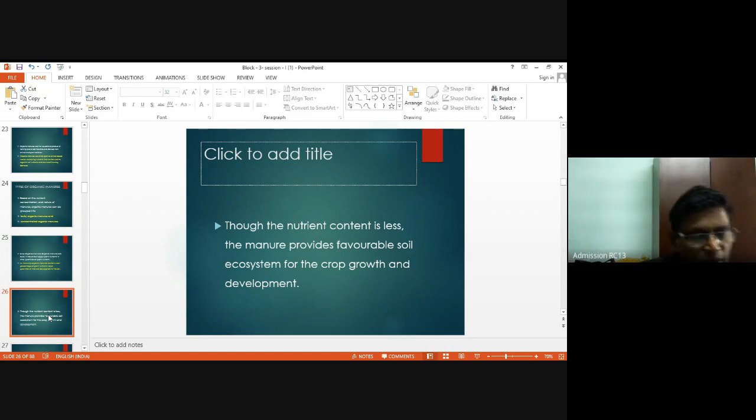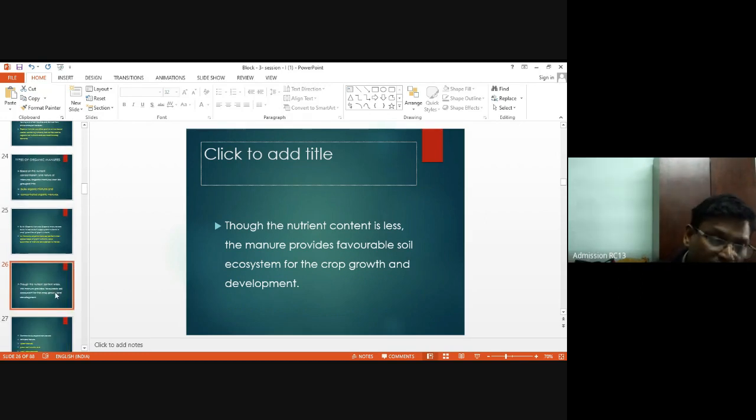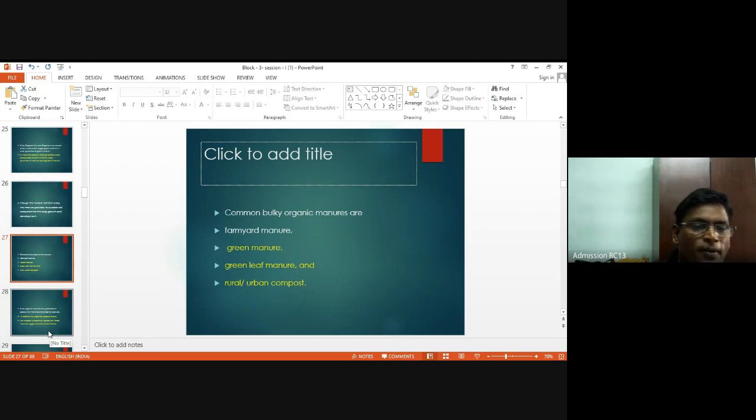See, sometimes the manure we apply should not be more or in excess. It should be in a balanced way, so that the soil condition and the crop growth will also be normal. Commonly, bulky organic manures are farmyard manure, green manure, green leaf manure, and rural and urban compost. So these are what commonly comprise organic manure. Each one is separate, and we are going to highlight them in the coming slides: farmyard manure, green manure, green leaf manure, and urban compost.